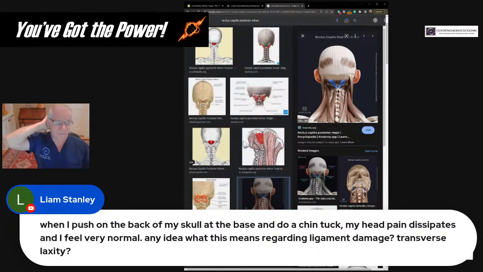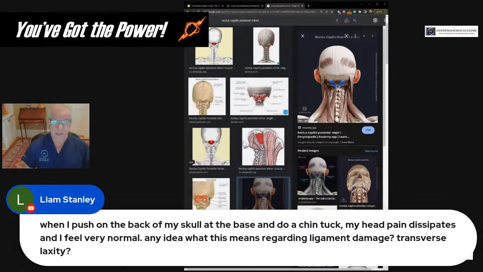So if you're in flexion, you're putting some pulling on that. And if you're putting pressure on it, it may allow that muscle to function better. Now, that's one possibility. You also could be putting pressure on the greater occipital nerve. That's off to the side. That can also sort of block the nerve and help the headache.